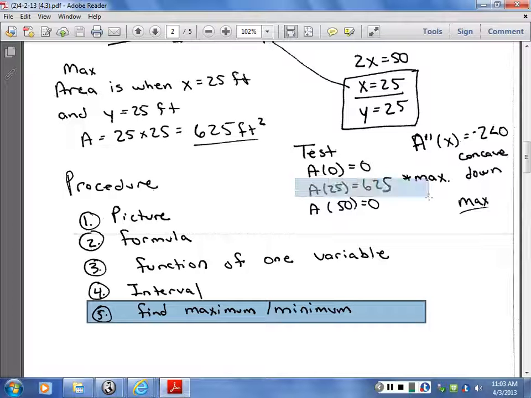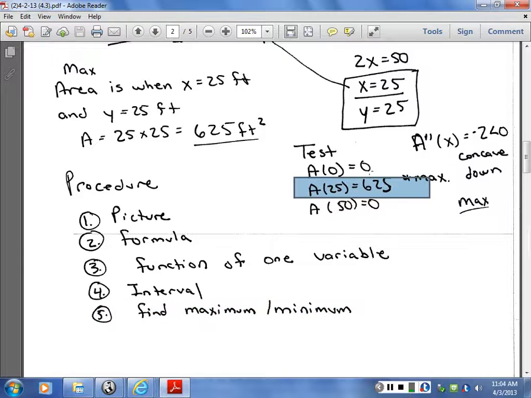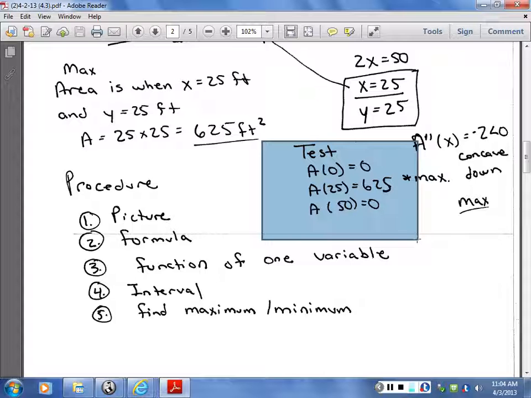If there's only one critical point and x cannot equal 0 or x cannot equal 50, you have to do the second derivative test. Or you could do the first derivative test if you have it. This is not the first derivative test, though. This is just plugging in points. And that only works on a closed interval. But you could do the first derivative test to see that this is a maximum. But you have to be careful.